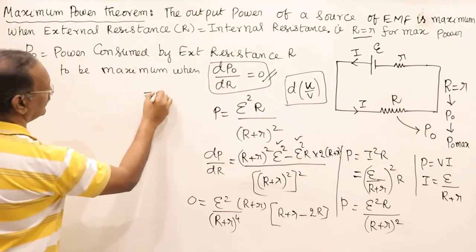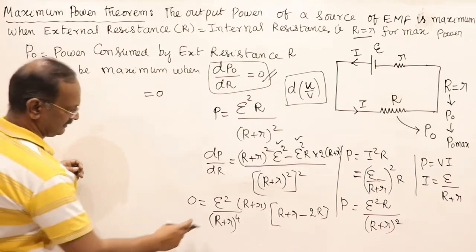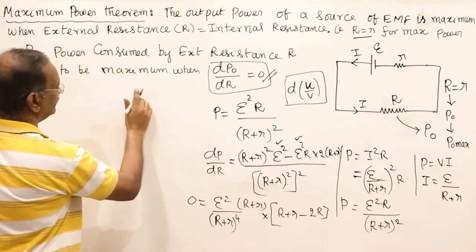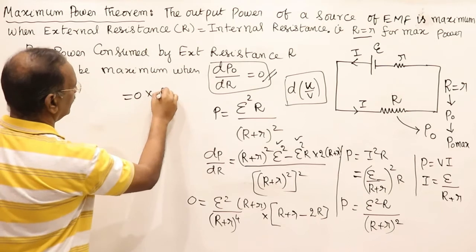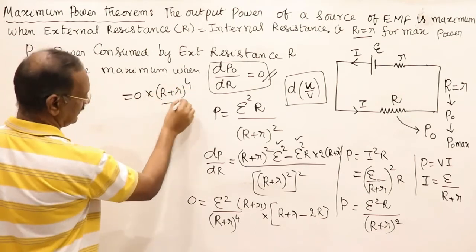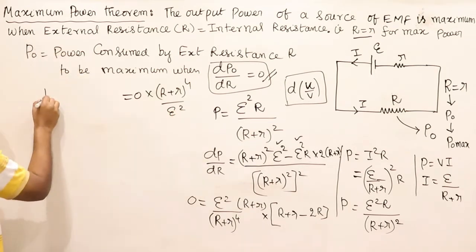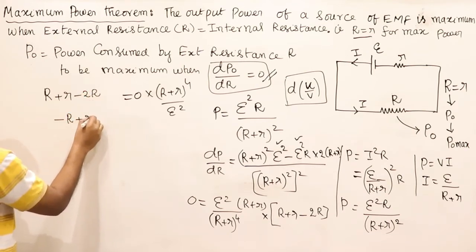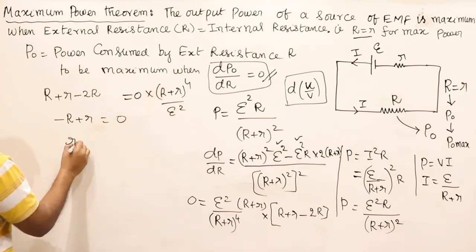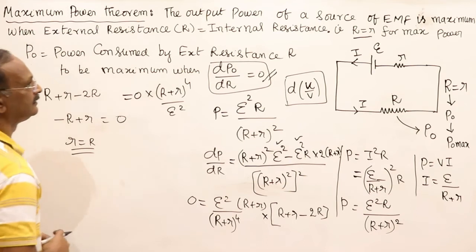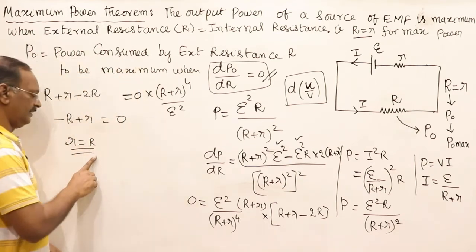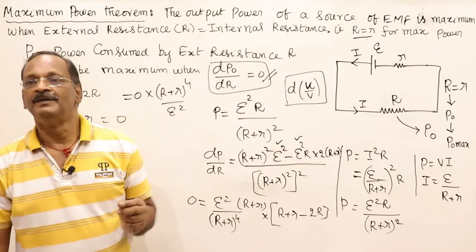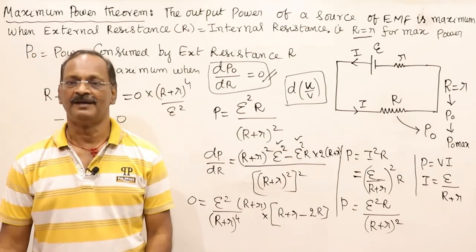So this 0 we can write it here. Since all these are multiplied, this is 0 into R plus R to the power 4 divided by epsilon naught square, which is equal to R plus R minus 2R. We can write minus 2R plus R is equal to 0, and anything into 0 is equal to 0, so R is equal to R. This is the result. It means when internal resistance is equal to external resistance, the output power will be maximum at this condition. This is known as the maximum power theorem.